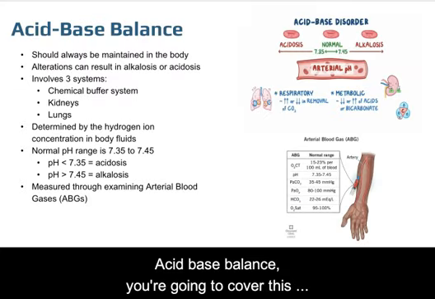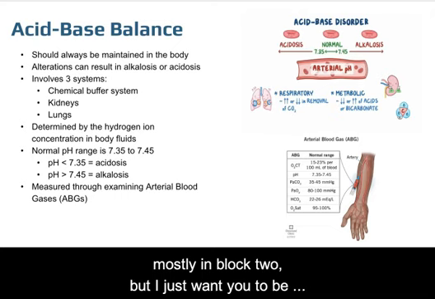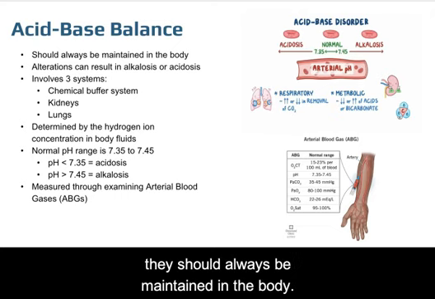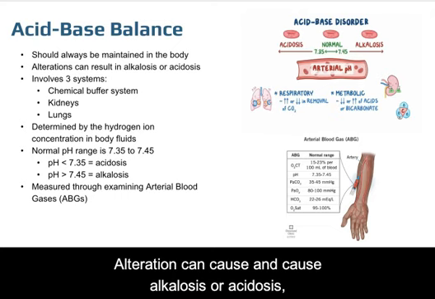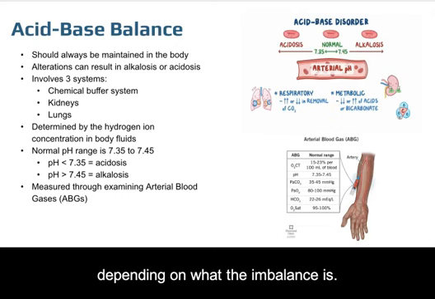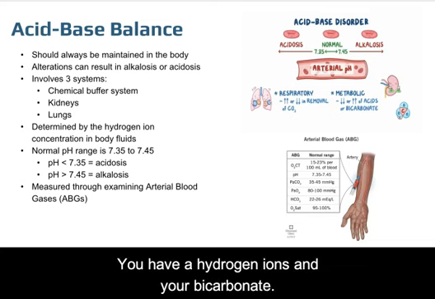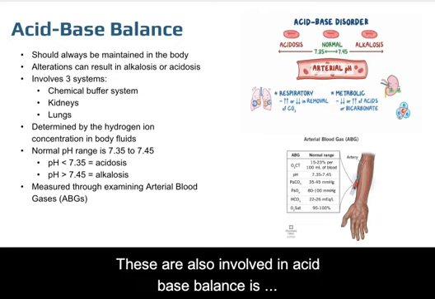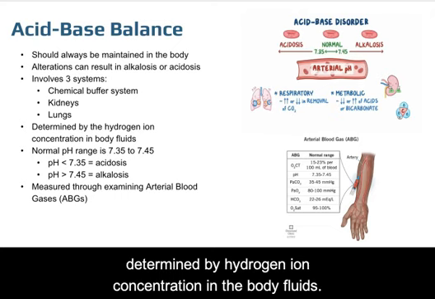Acid-base balance. You're going to cover this mostly in block 2, but I just want you to be familiar with the concept. Acid-base balance should always be maintained in the body. Alteration can cause alkalosis or acidosis, depending on what the imbalance is. It involves 3 systems. You have the chemical buffer system, your hydrogen ions and your bicarbonate. Then you have your kidneys and your lungs. These are also involved in acid-base balance. It's determined by hydrogen ion concentration in the body fluids.